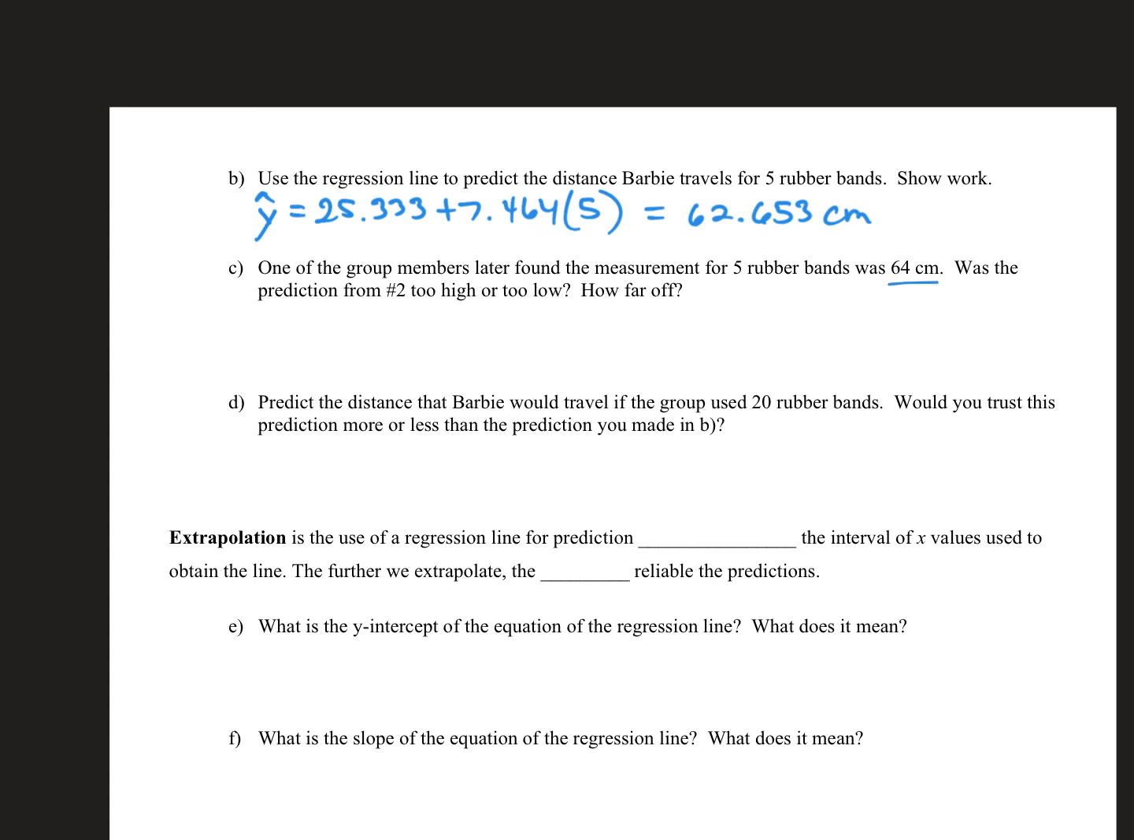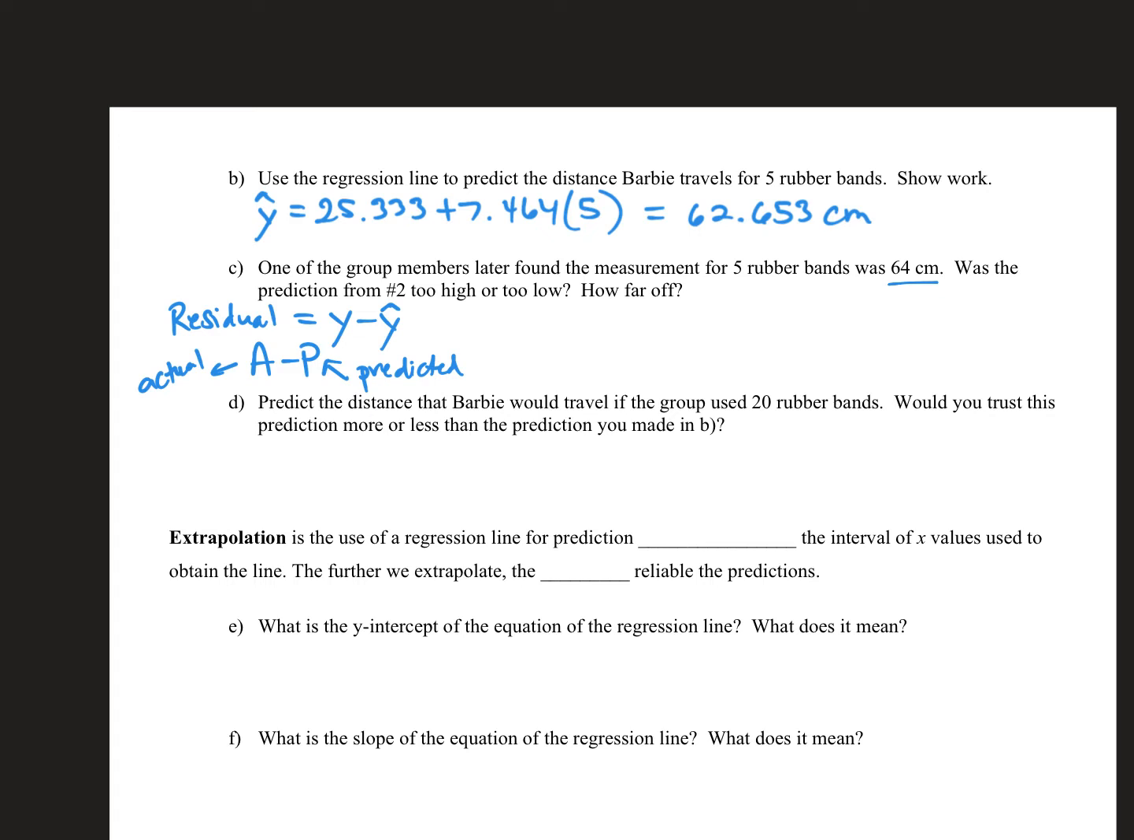Okay, and one of the group members later found the measurement for 5 rubber bands, and it was 64. So was the prediction from number 2 too high or too low? Okay, so here's how you find a residual. That's what they're asking for on this problem. They're asking for the residual at x equals 5. So the residual is found by doing y minus y hat. And that's something that you have to memorize. I like to memorize it as AP, like that's what we're taking, AP stats. And A stands for actual. And I'm sure you know what P stands for, predicted. So that's always helped me remember which order it is.